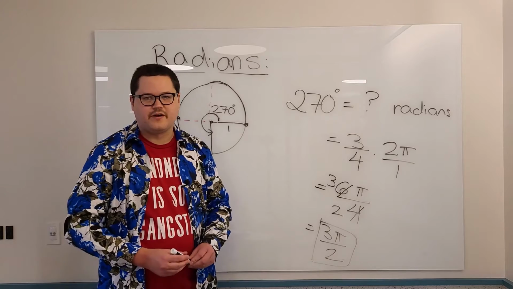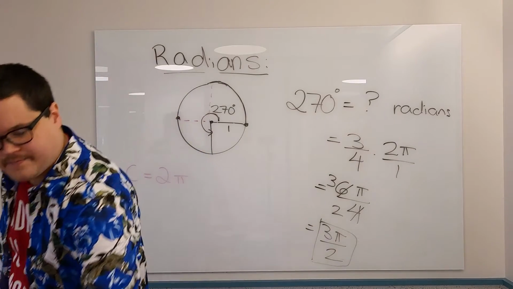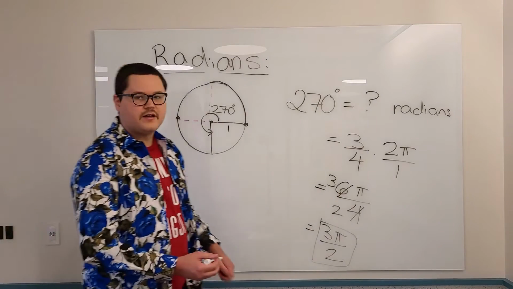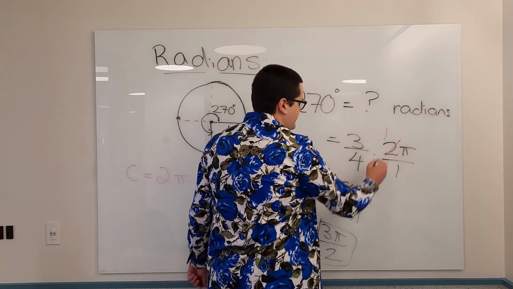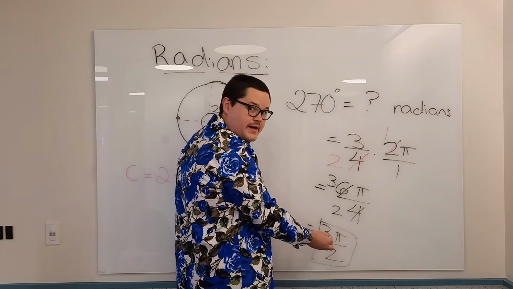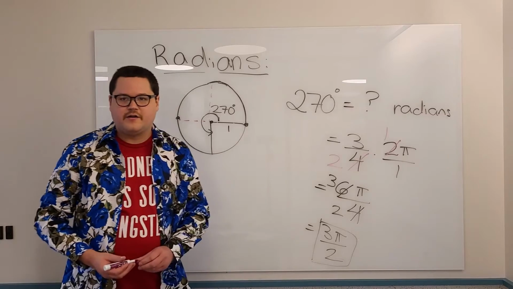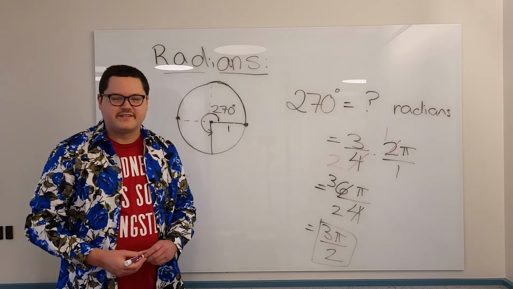Another way to see that, by the way, is we could have reduced before we multiplied. So right here, 2 goes into 2 once, goes into 4 twice. 3 times 1 pi is 3 pi. 2 times 1 is 2. Okay, so that's the first way to see this.